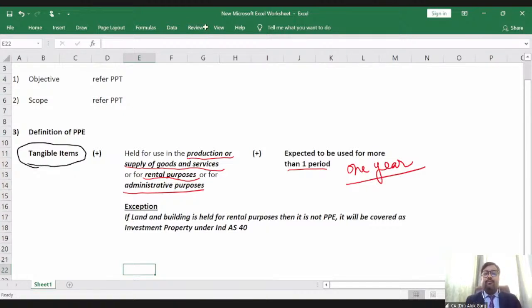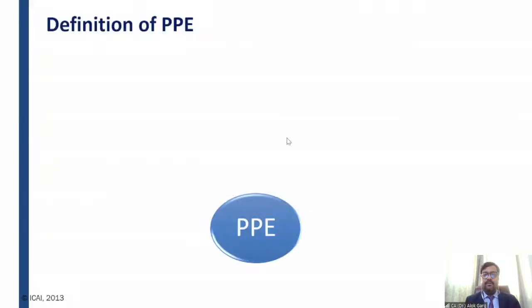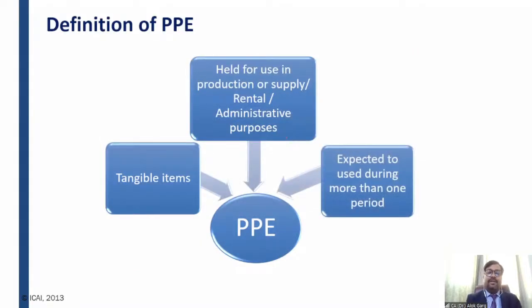Property, plant and equipment are tangible items which are held for use in production or supply of goods and services, or for rental purposes or for administrative purposes, and which are expected to be used for more than 1 year. What is the exception? The exception is if the life is less than 1 year, then it is not PPE. If the land and building is held for rental purposes, it is not PPE, then it is investment property, right? I hope it is clear to everyone. So friends, we have covered the definition of property, plant and equipment, right?